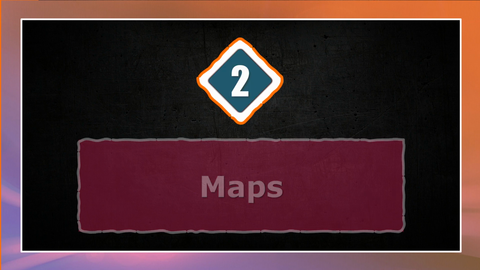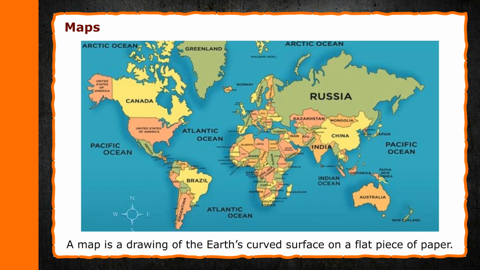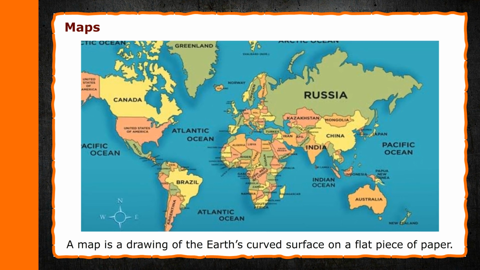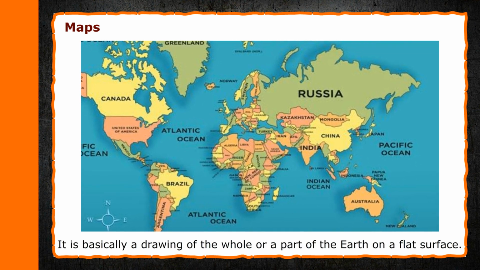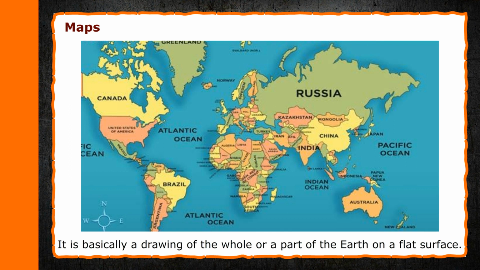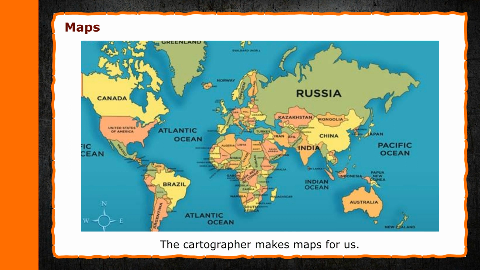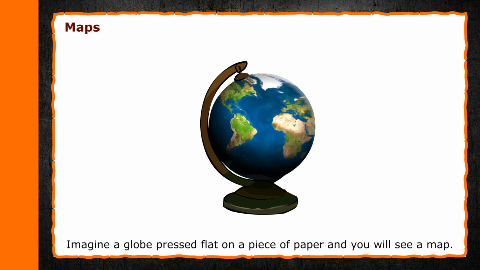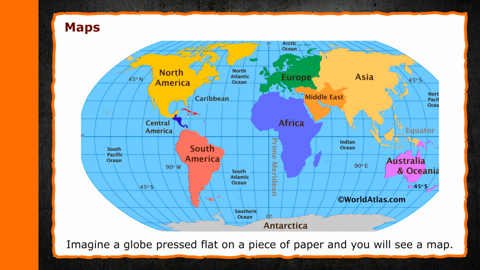Chapter 2: Maps. A map is a drawing of the Earth's curved surface on a flat piece of paper. It is basically a drawing of the whole or a part of the Earth on a flat surface. The cartographer makes maps for us. Imagine a globe pressed flat on a piece of paper and you will see a map.